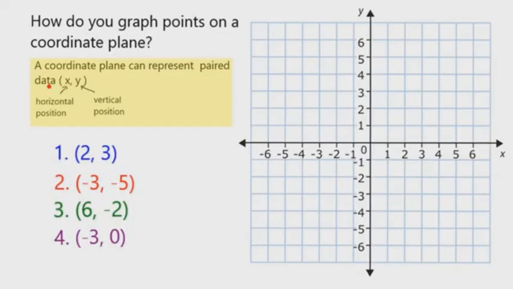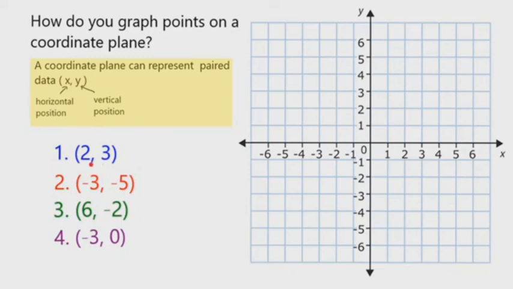The coordinate plane allows us to graph a pair of ordered data. The first element of an ordered pair represents its x value, its horizontal position, while its y value represents its vertical position, how far up and down it is on the plane. Let's go through this example to plot points. So let's look at the first example. We have (2, 3): move 2 places to the right, and then 3 places upwards, and we'll be able to locate that point.